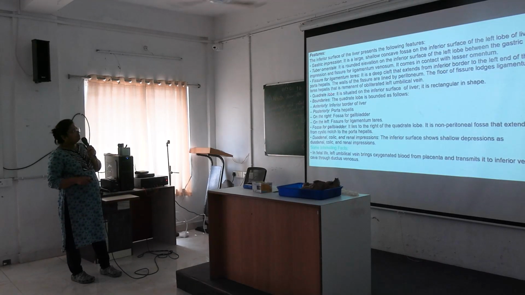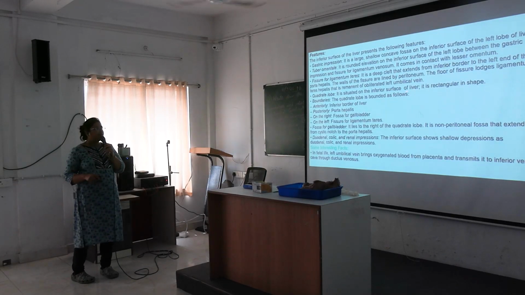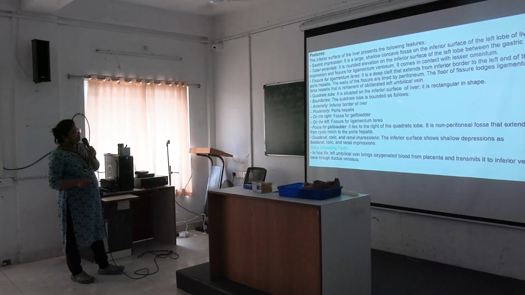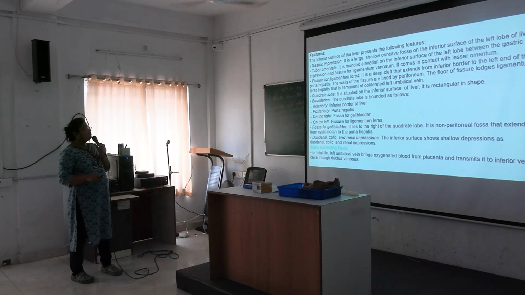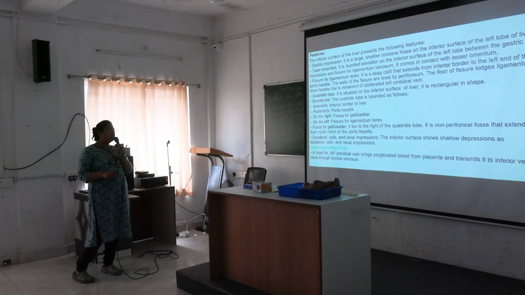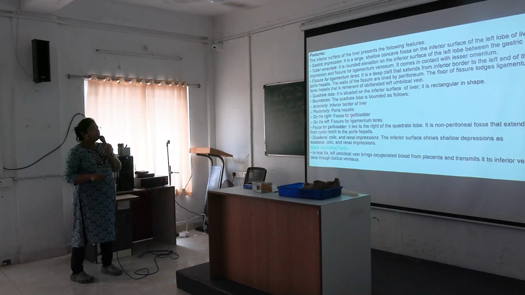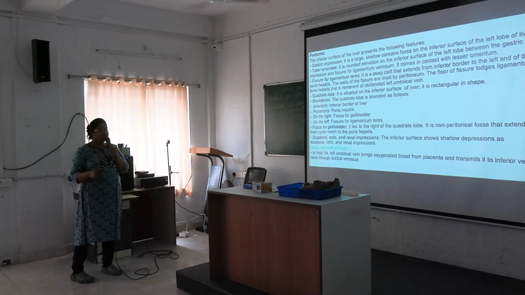Next is quadrate lobe. It is situated on the inferior surface of the right lobe and it is rectangular in shape. Boundaries of the quadrate lobe are as follows: anteriorly bounded by inferior border of liver, posteriorly porta hepatis, on the right side fossa for gallbladder, on the left side fissure for ligamentum teres.